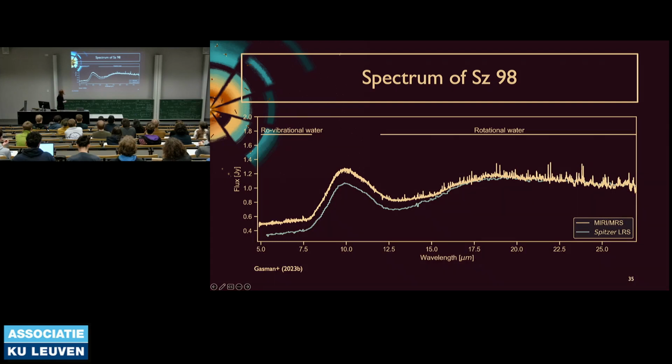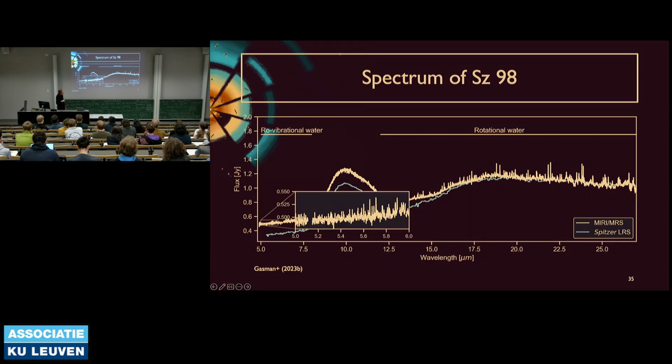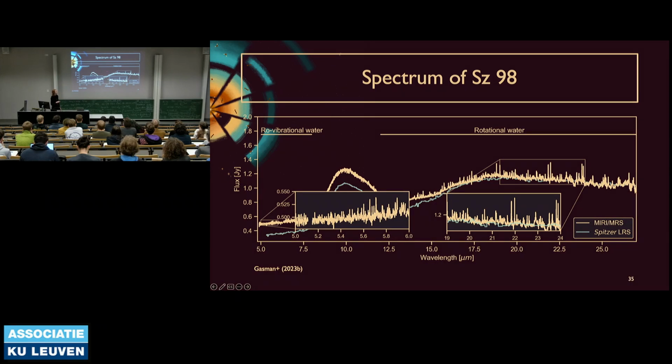So this is the Spitzer low resolution at the bottom, and this is the MIRI spectrum on top. We can already see there's a lot more going on in the MIRI spectrum, right? It looks like a lot of noise, but in fact, these are all features. This is the ro-vibrational water, a little bit of CO over here at the shorter wavelengths, and this is all rotational water at the longer wavelengths. We can see this huge difference between what we were able to see with Spitzer before and what we can see now.